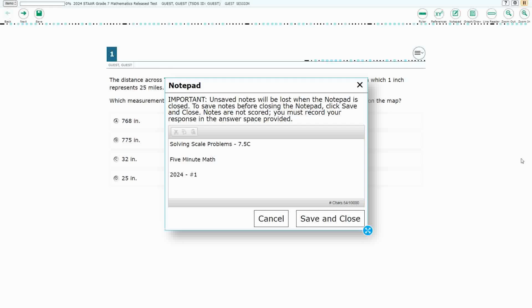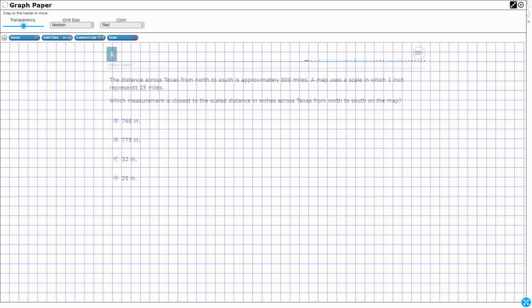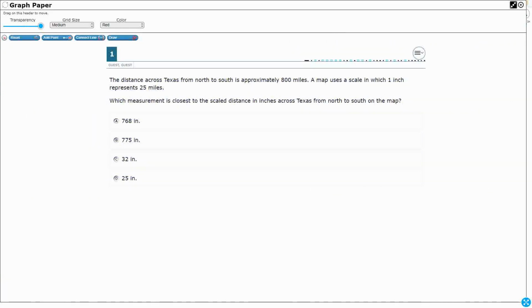Today we are looking at the 7th grade concept of solving scale problems. This is standard 7.5C in the great state of Texas, and we are using item number 1 of the 2024 released STAAR test. If you haven't done so already, please go ahead and take a moment to pause the video, work this problem out on your own, unpause it, and we will look at our answers together.